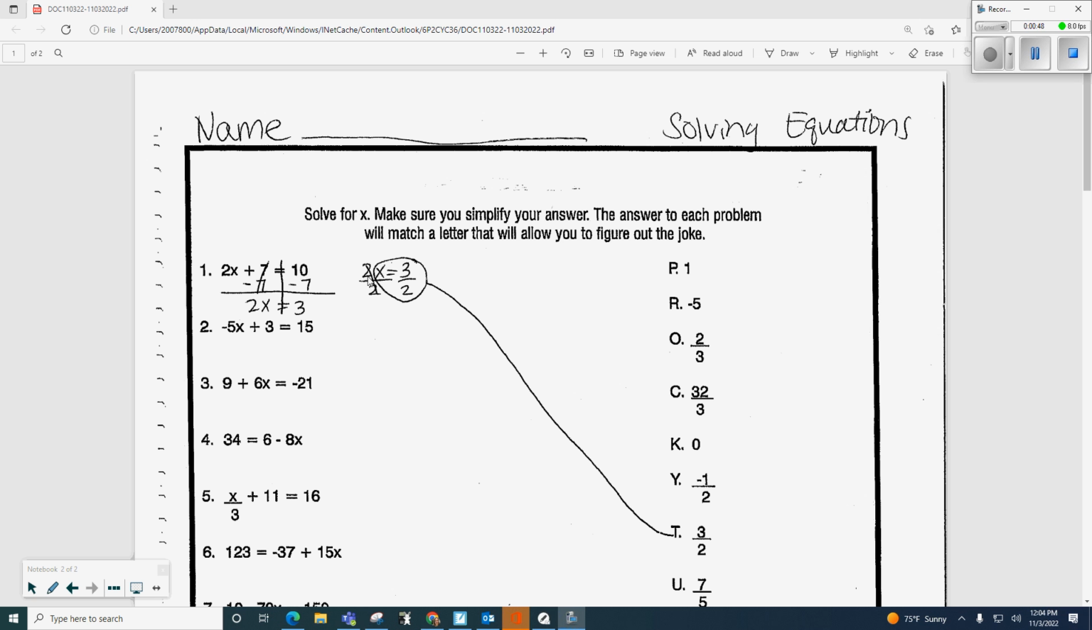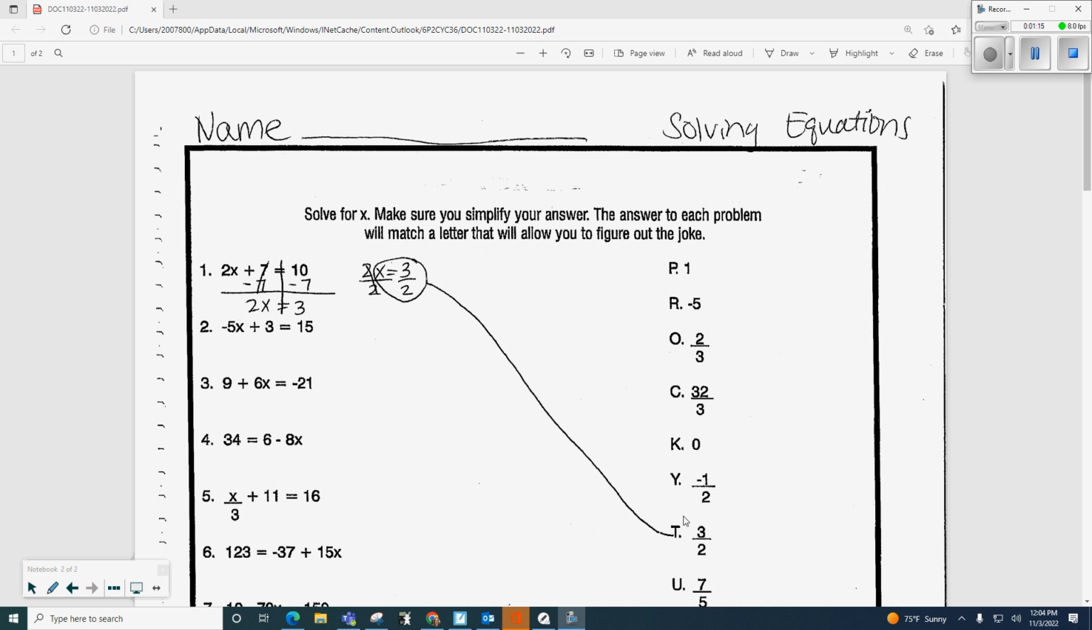2x equals 3. That means 2 times x equals 3. And to figure out what number gets multiplied by 2 to give you 3, we have to do the inverse, or divide by 2. So we divided by 2 on both sides, and that 2 divided by 2 gives us that 1x by itself. So our answer was 3/2.